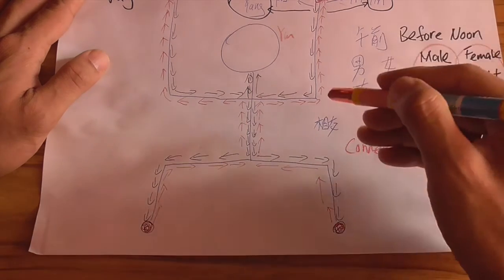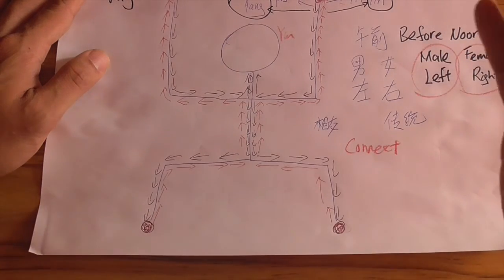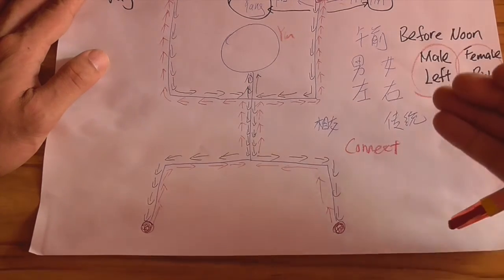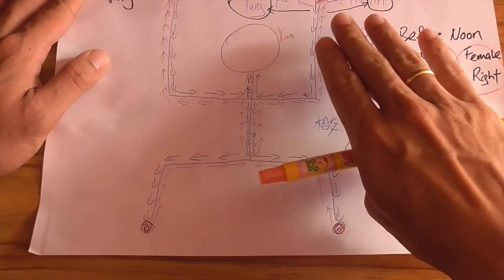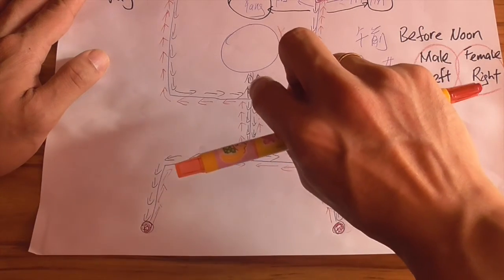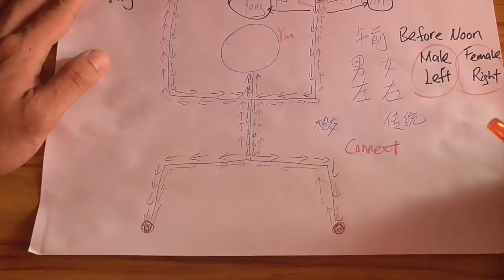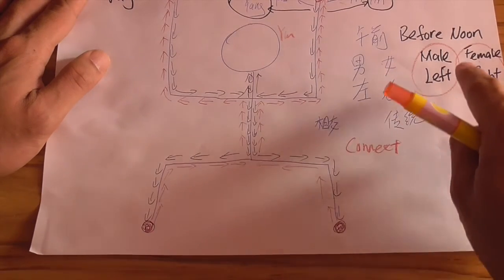Is heart, liver, kidney. On the opposite side will be lung, spleen, Mingmen. Same as in here. When we're talking about the blood and qi flowing on the meridian, we use the same concept.